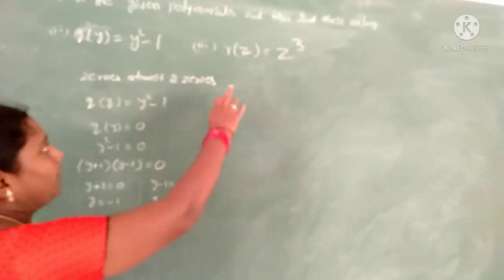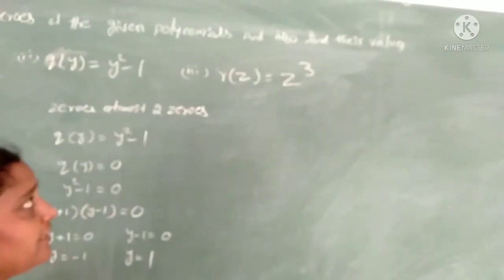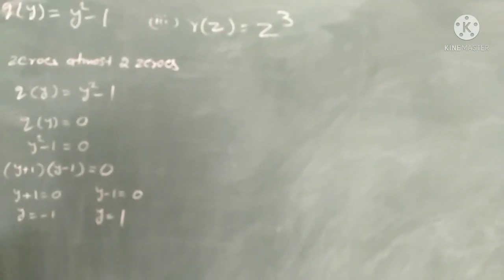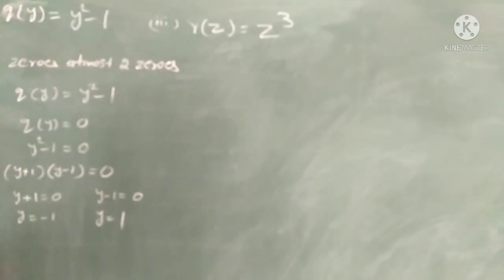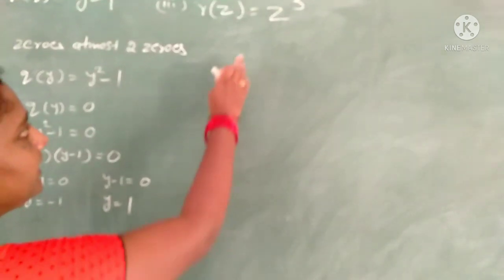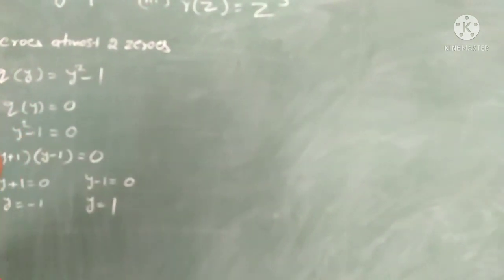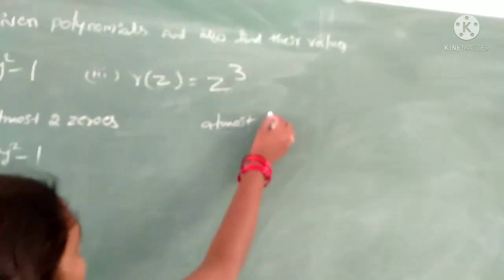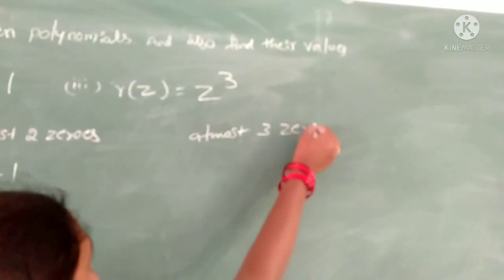Next problem, r of z. r of z equal to z cube. It is a cubic polynomial. It has at most 3 zeros.